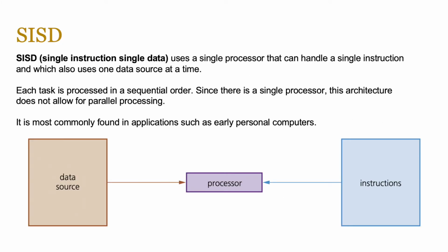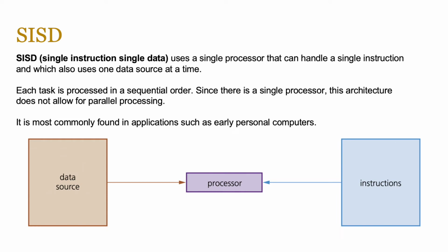Now, there are four basic categories of computer architecture that are used when we are looking at either single processing or parallel processing. And the first one is SISD, which stands for Single Instruction, Single Data. This architecture uses a single processor that can handle just one instruction, and it works on one data source at a time. So think about this.